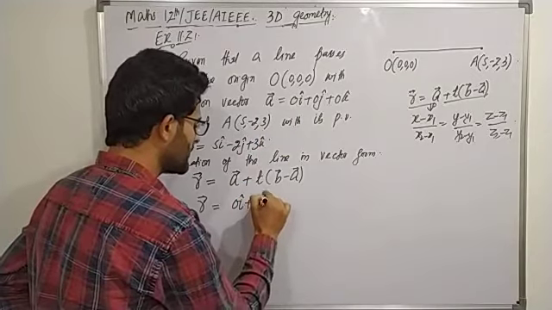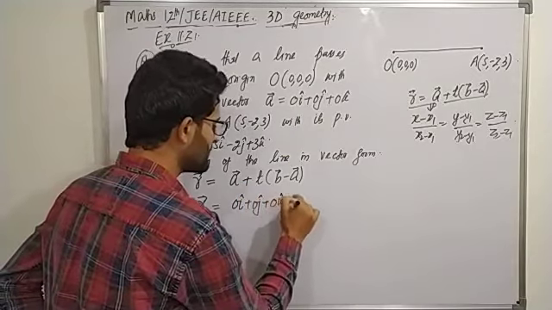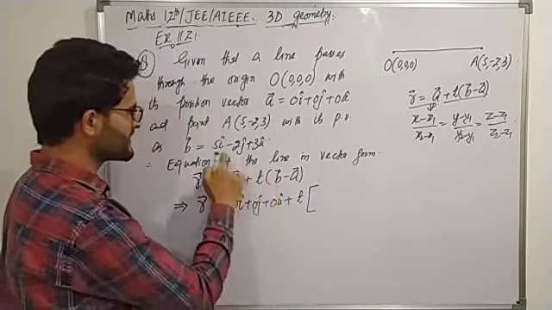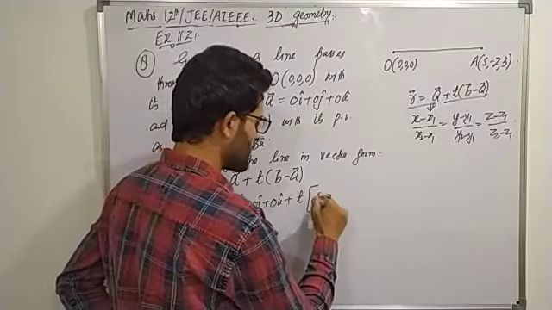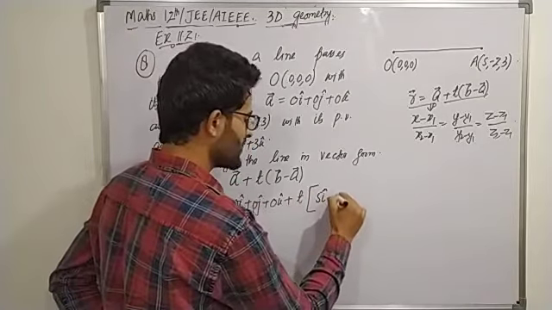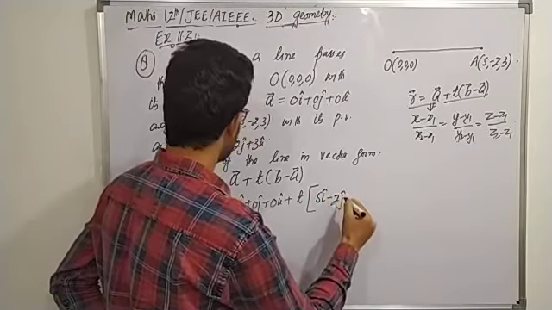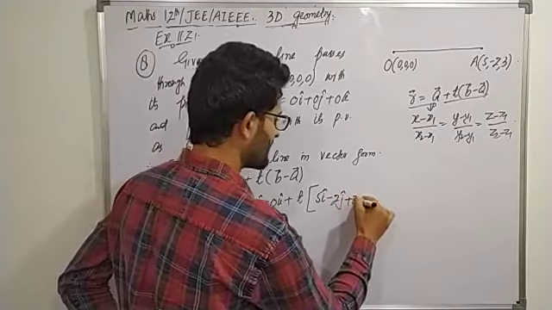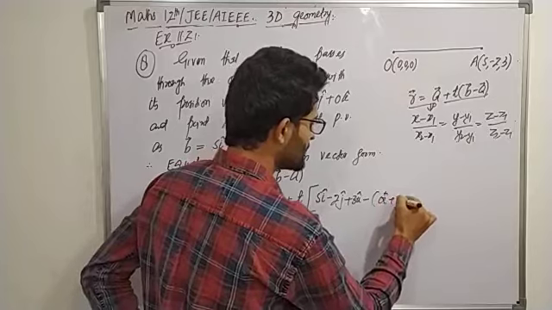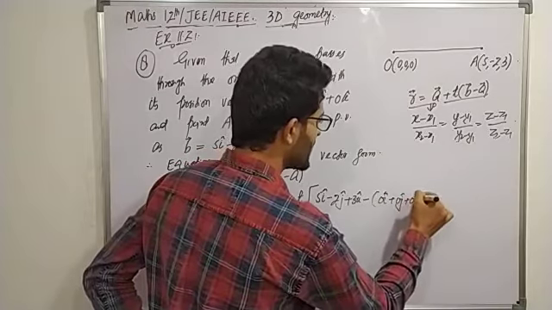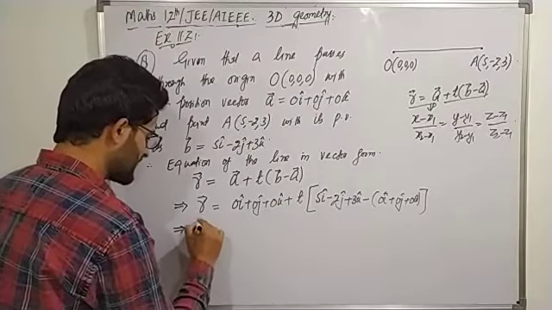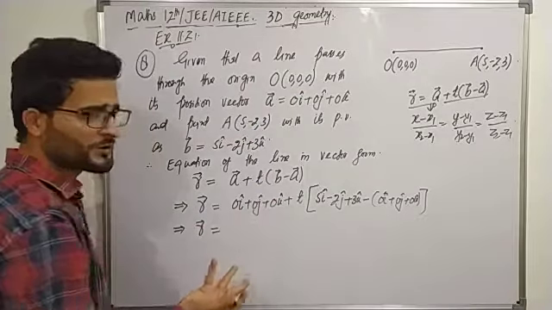plus 0j plus 0k plus t times, put the value of b vector, that's 5i minus 2j plus 3k minus a vector, that is 0i plus 0j plus 0k. So implies r vector is then equal to 0i plus 0j plus 0k, that is 0.